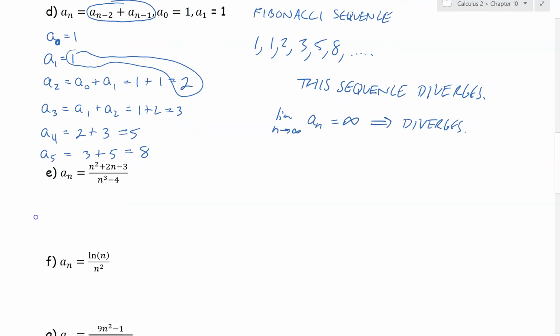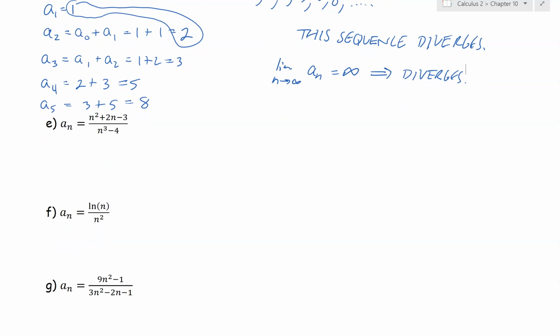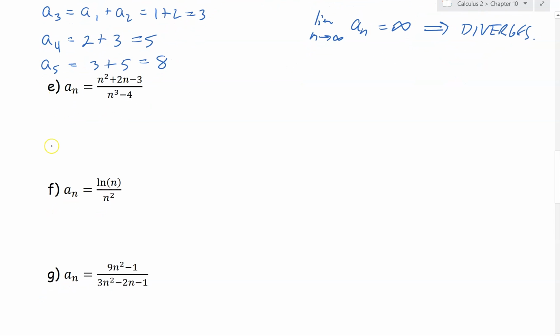So I've got three more examples here that I'd like you to try. These are all E, F, and G, and they are all explicit formulas, so those are more similar to examples A and B. Go ahead and try each of these. Press pause on your video, try E, F, and G, and then when you're done with all three of those, come back and press play, and you'll see my solution.